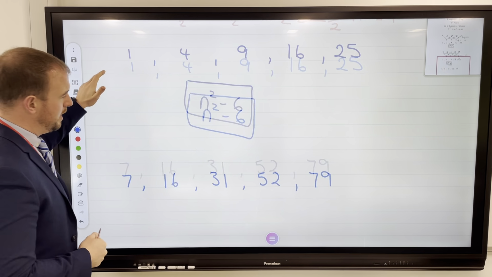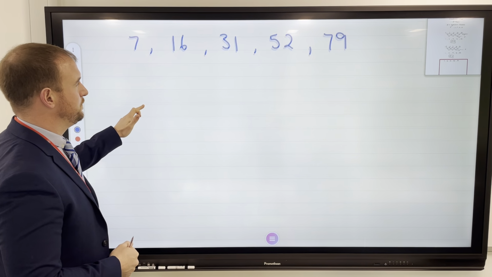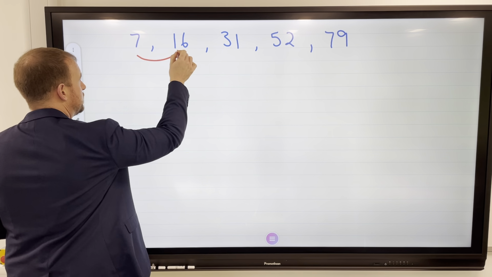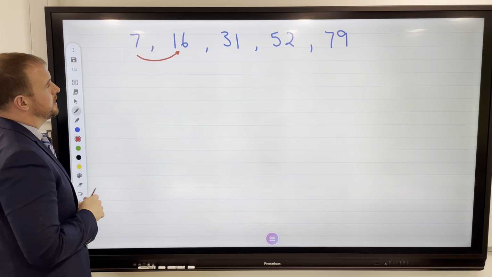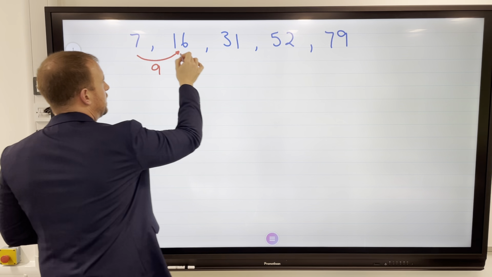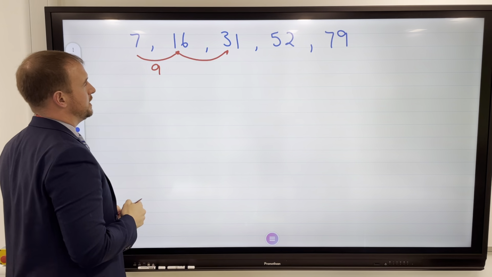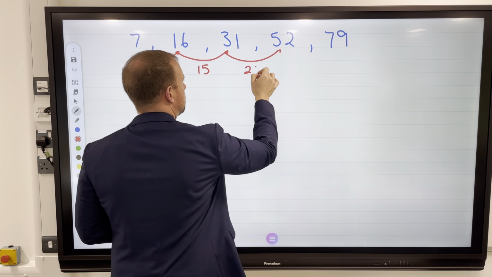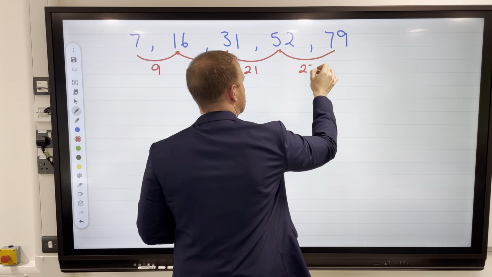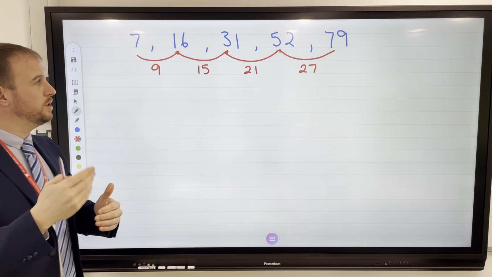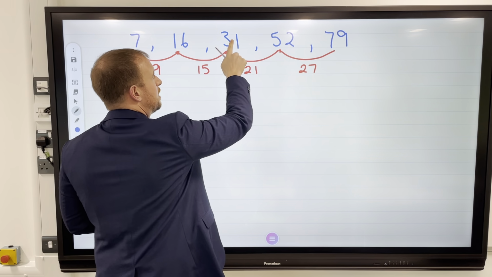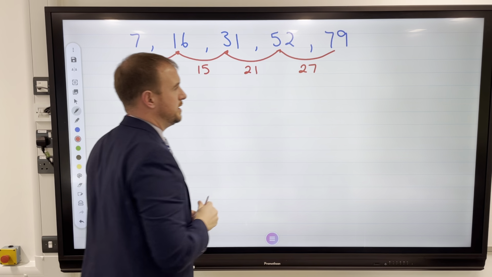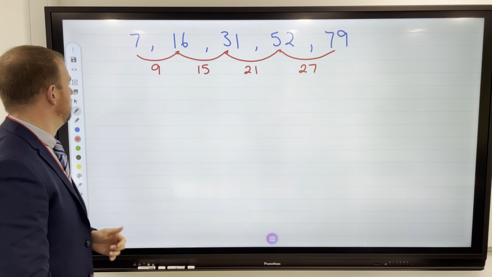They do get a little bit harder, intermediates here. Let's have a look at this one. So, first things first, difference. The difference of 7 and 16 is 9. The difference of 16 and 31 is 15. Difference here is 21. Difference here is 27. Okay, if you couldn't do that in your head, you could easily just do 52 take away 31, 21, or 79 take away 52, 27. Use a column method if you need to.